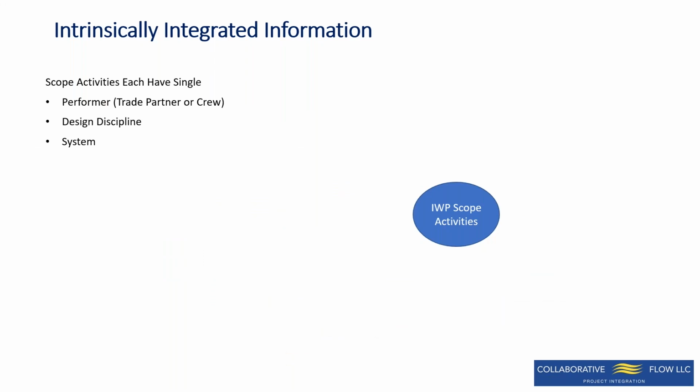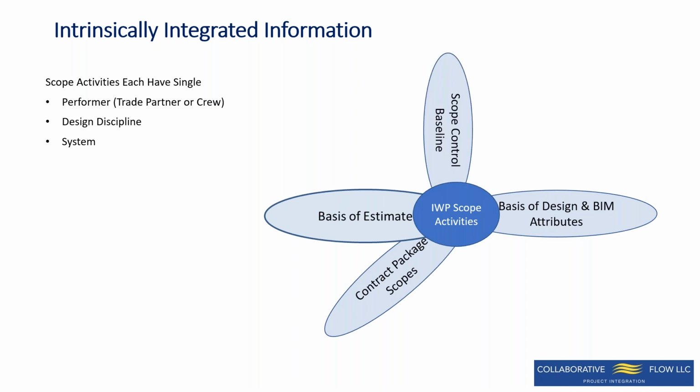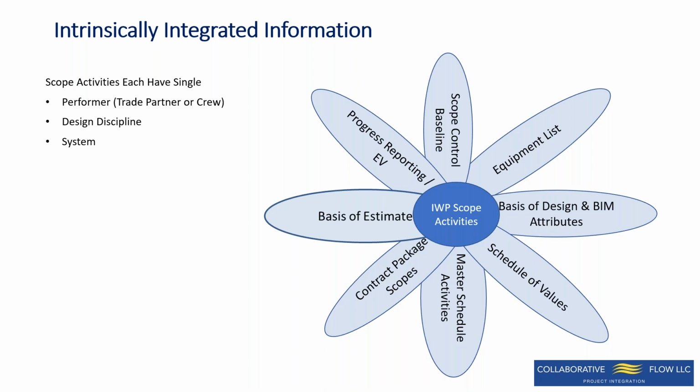And just one little point here: I mentioned that these IWP scope activities that we're thinking about very early are unique to a performer, design, discipline, and system. So if you do that, then you can roll those up to be your basis of estimate. That's what we originally did 25 years ago. They also become your basis of design and map to your BIM attributes. And then those same things can roll up to your contract scope packages and your scope control process. You've already got your schedule of values done when you get pricing back. They can easily be rolled up into your master schedule, your equipment list, and the basis of your reporting.